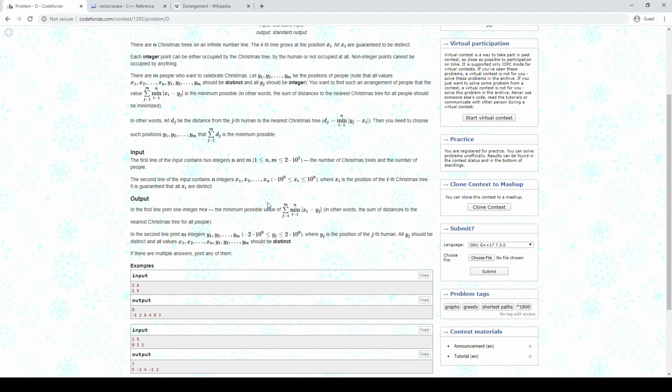Yeah, so the positions are all up to 1 billion, and my positions can be up to 2 billion, which should be plenty. And none of the people can overlap with themselves or their Christmas trees.